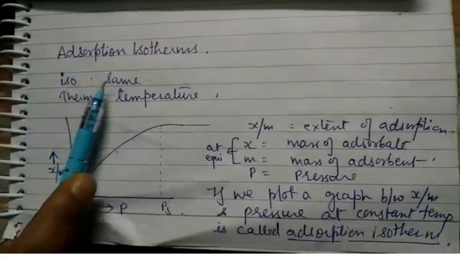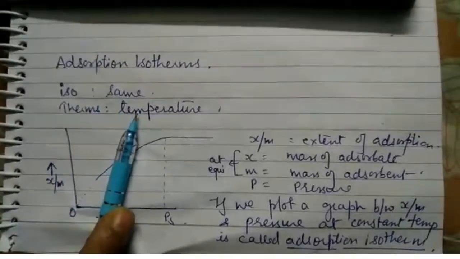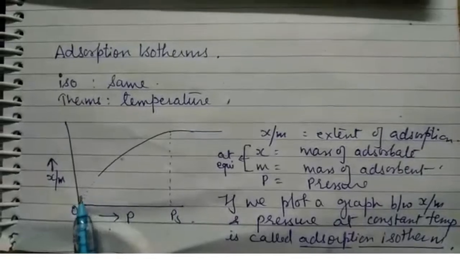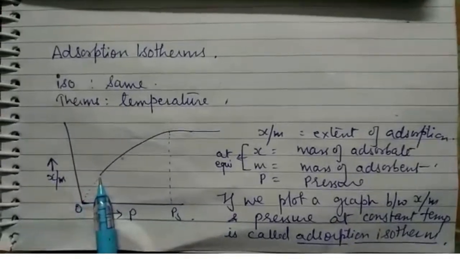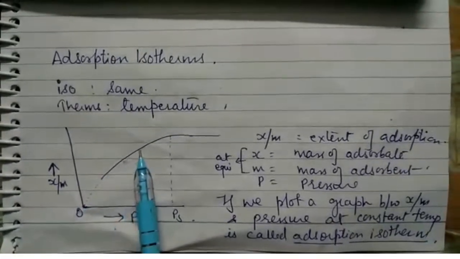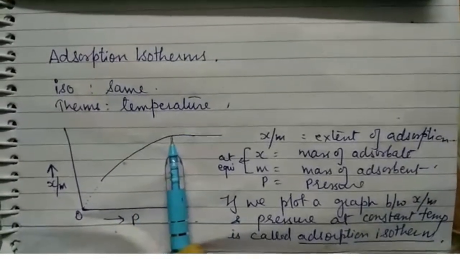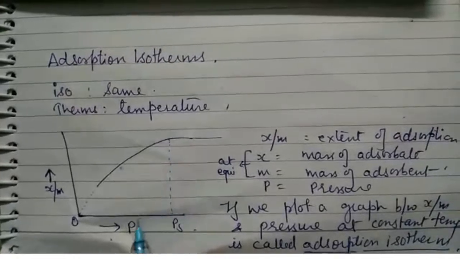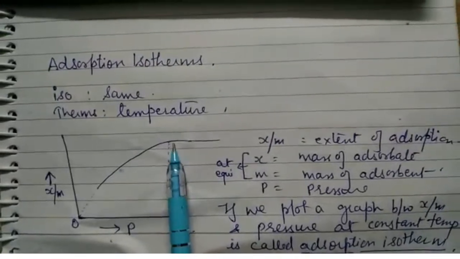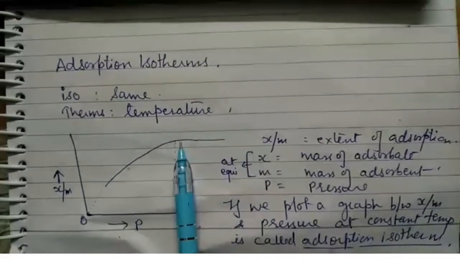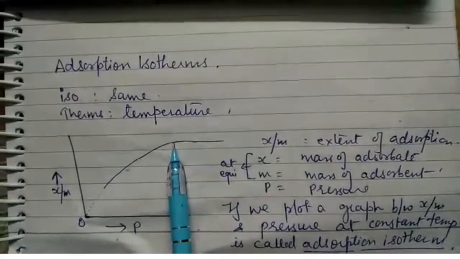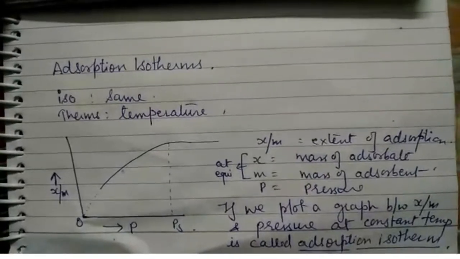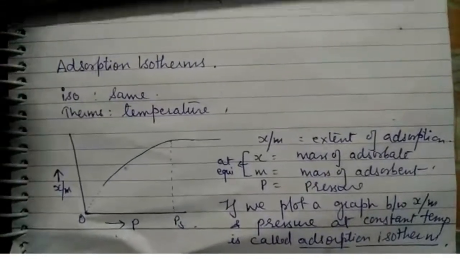But here, as the temperature has to be kept constant, we are changing the pressure. At low pressure, the extent of adsorption of the gas or liquid on the solid surface increases, and it reaches a point from where the increase of pressure does not have any effect on the adsorption of gases, and that is the state of equilibrium, which is known as the pressure equilibrium state.